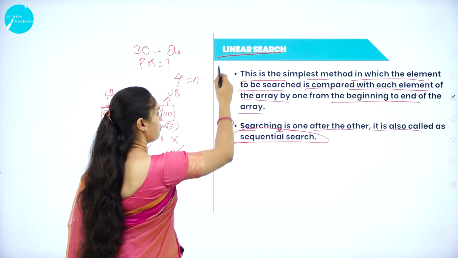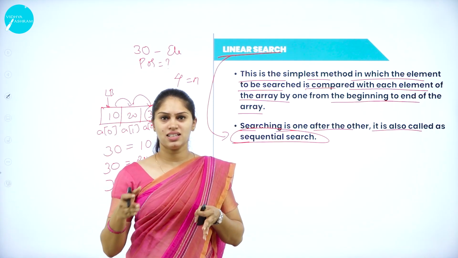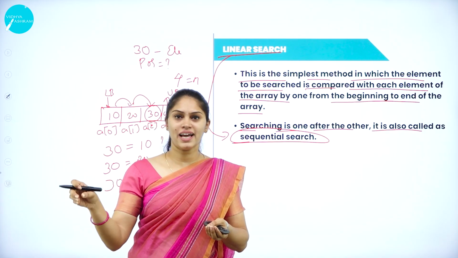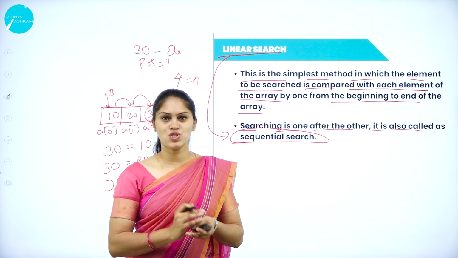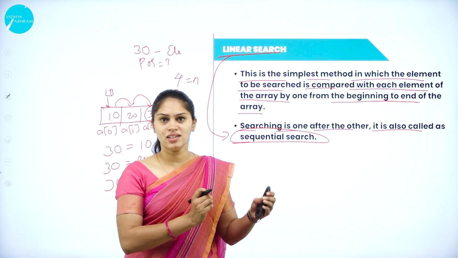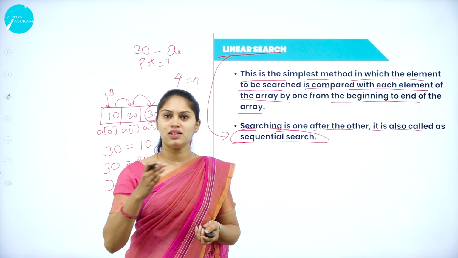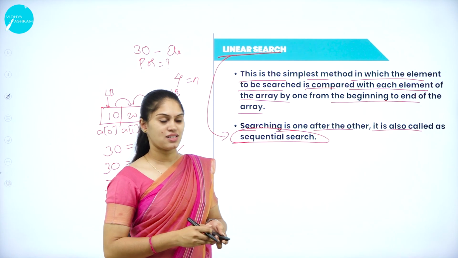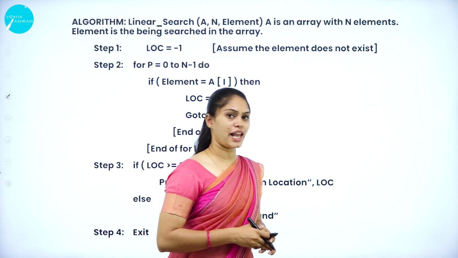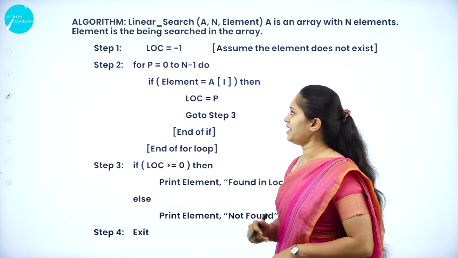So what is the other name for linear search? That is sequential search. Why is it sequential? We compare one element with all the elements, and if we find a match, we search from the beginning of the array to the end of the array. That will be in order, so it is considered sequential search. Now we'll see the algorithm for sequential search, that is linear search.